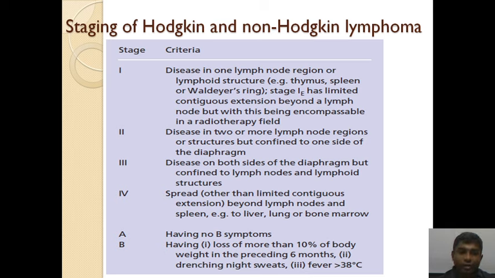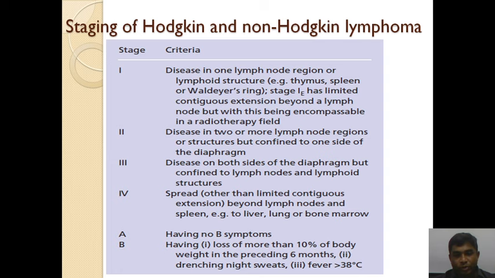In stage 4, the spread of the disease is extensive. It is usually beyond lymph nodes and the spleen to other organs like bone marrow or CNS, or distant organs. So stages 1 to 4 depend on the extent of spread, and in each category you can have a subdivision into A or B. So you can have stage 1A, stage 1B, stage 3A and stage 3B. So how do we subclassify A and B?